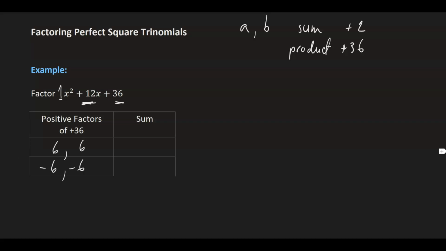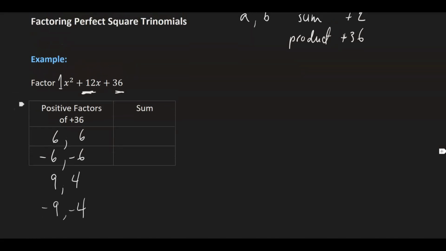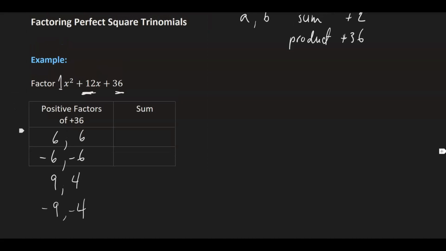I don't know why I don't have a larger table here, but let's do 9 and 4, or negative 9, negative 4, and so on. We could go down as far as we need to, okay? Let's first check on these ones. What sums do we have? 6 plus 6 is 12. And in fact, we found the one we're looking for right away.